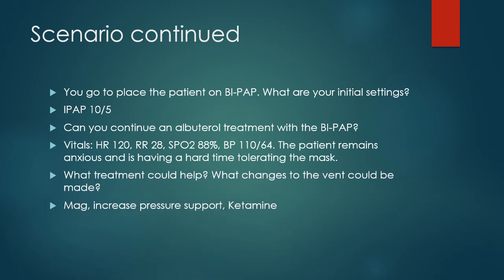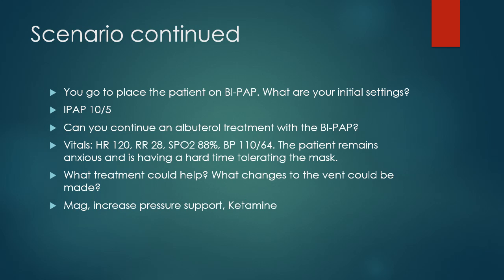So we're going to go ahead and start that magnesium drip. Okay. We're going to go ahead and give steroids if we already haven't done that. I didn't list that there, but we should definitely get steroids on board. And then we're going to increase the pressure support. And how are we going to do that? Hopefully you guys are saying, yeah, we're going to increase pressure support by making the difference between the two numbers bigger. So instead of being 10/5, maybe we're 12/5.